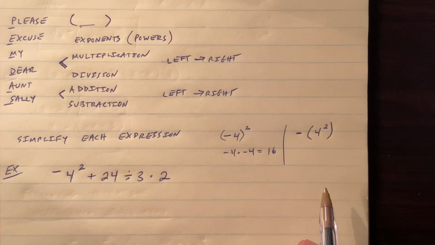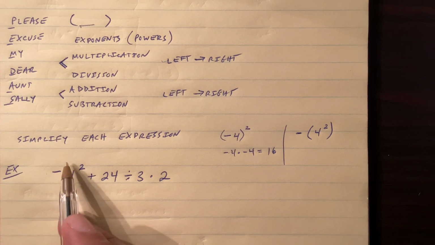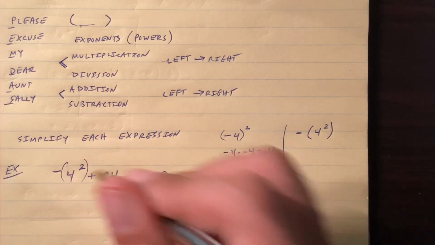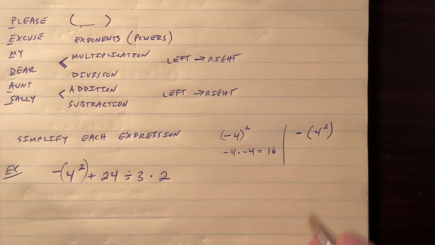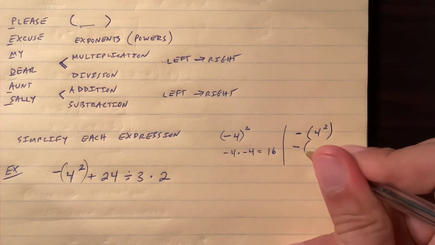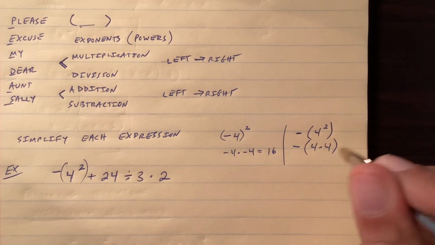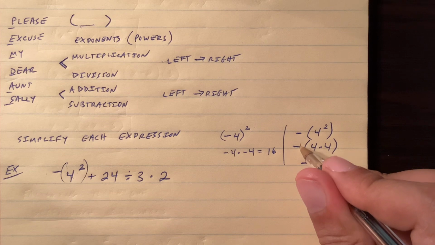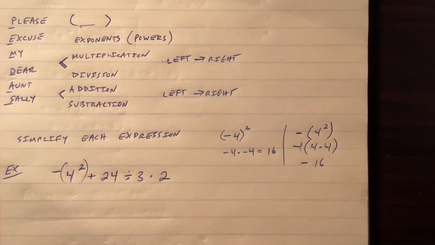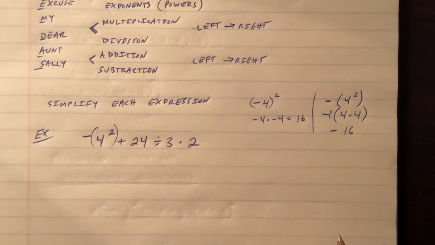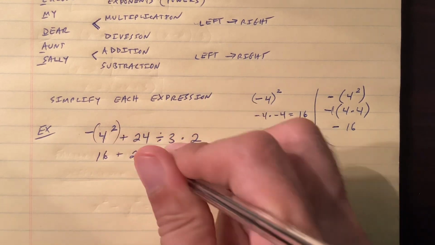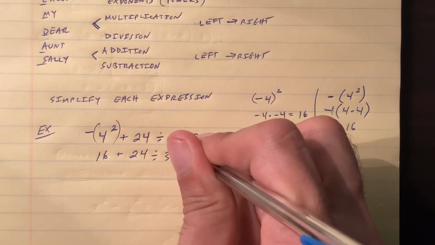All right. So if you don't see the parentheses surrounding the negative as well, you can consider the problem to be this. And so let's do some simplifying. 4 to the second is 4 times 4. 4 times 4 is 16. And remember, it's as if we're multiplying by negative 1 out here. So negative 1 times 16 is negative 16. Plus 24 divided by 3 times 2.